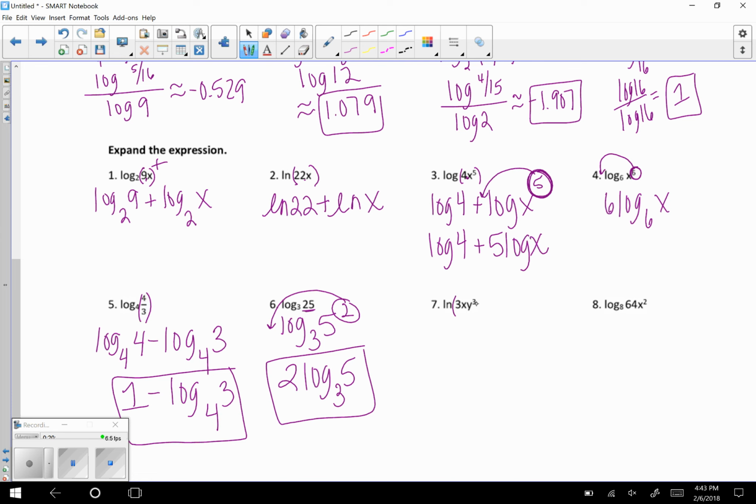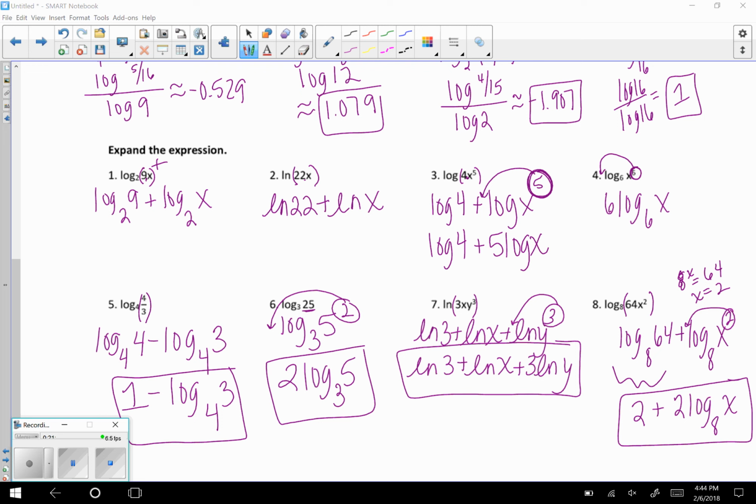Okay, you guys try number 7 and try number 8. Number 7, there's several things going on in here. And then number 8, you're going to be able to simplify that 64, it's going to reduce. So pause the video and you guys work 7 and 8.